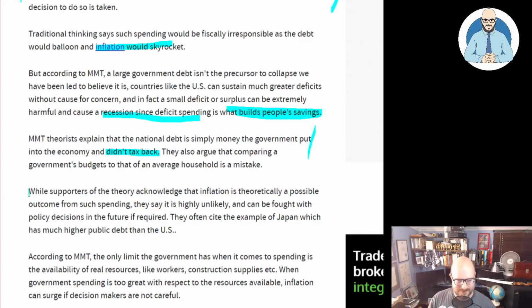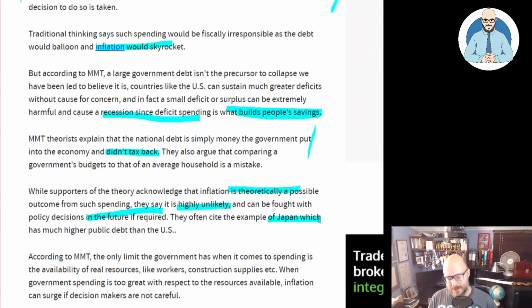Anyway, while supporters of the theory acknowledge that inflation is theoretically a possible outcome from such spending, they say it is highly unlikely and can be fought with policy decisions in the future if required. They often cite the example of Japan, which has a much higher public debt than the US.